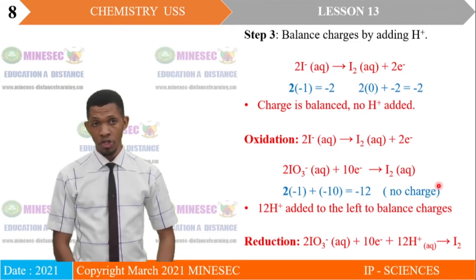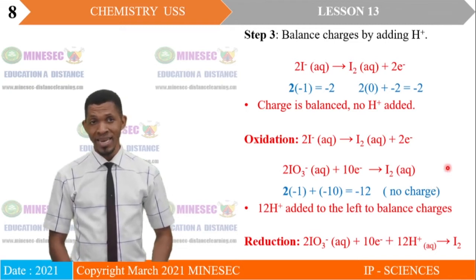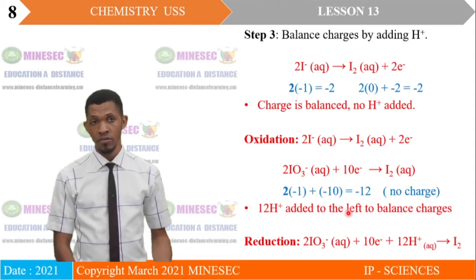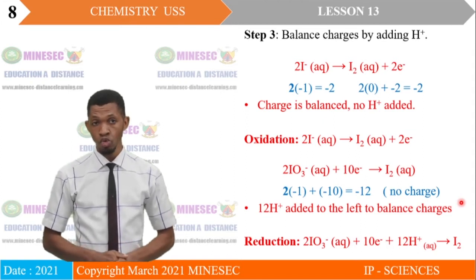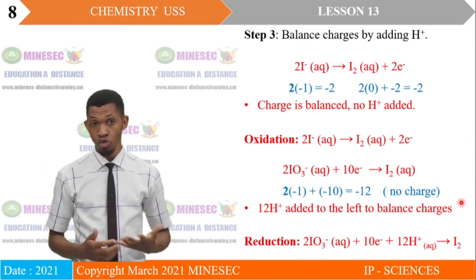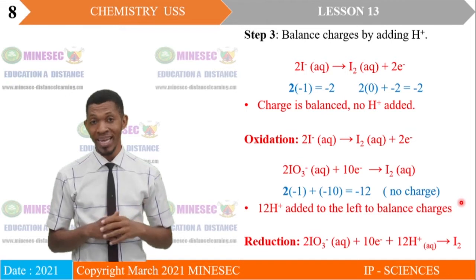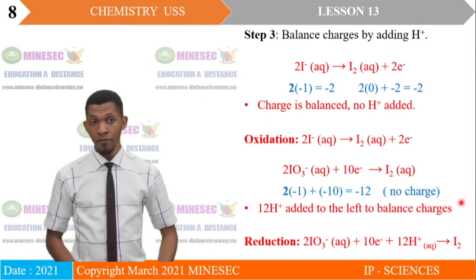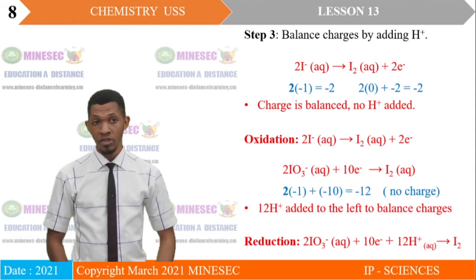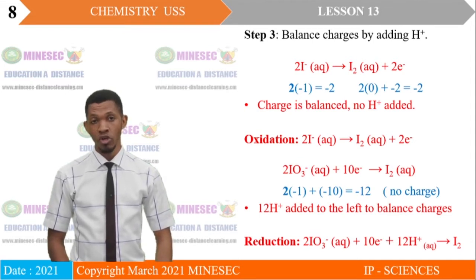Looking at the reduction half equation, there are 12 negative charges to the left and no negative charge to the right. And so 12 hydrogen ions will be added to the left in order to balance charges. The idea here is to cancel the 12 negative charges to the left in order that there will be 0 charge to the left and 0 to the right. Therefore, the reduction half equation is 2 iodate plus 10 electrons plus 12 hydrogen ions giving iodine.